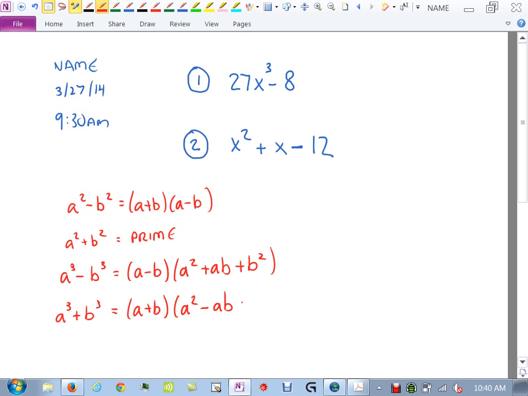When you're done, just turn it in and you can go. Just do your own work, please, okay? Those are the formulas from last class.